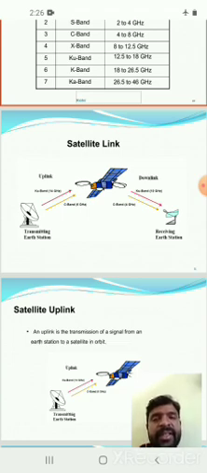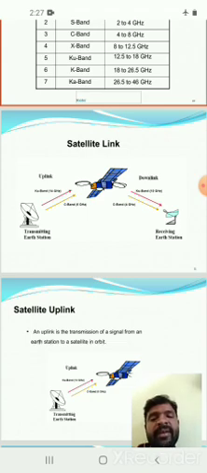Uplink means the signals are transmitted from the Earth station to the satellite. Then the satellite receives the signals from the Earth station, and the signals are processed, amplified, and channel allocated, then retransmitted from the satellite to the Earth station. So here the Earth station is receiving it. Satellite to Earth station is called the downlink frequency or downlink. Earth station to satellite is uplink, and satellite to receiving Earth station is downlink.